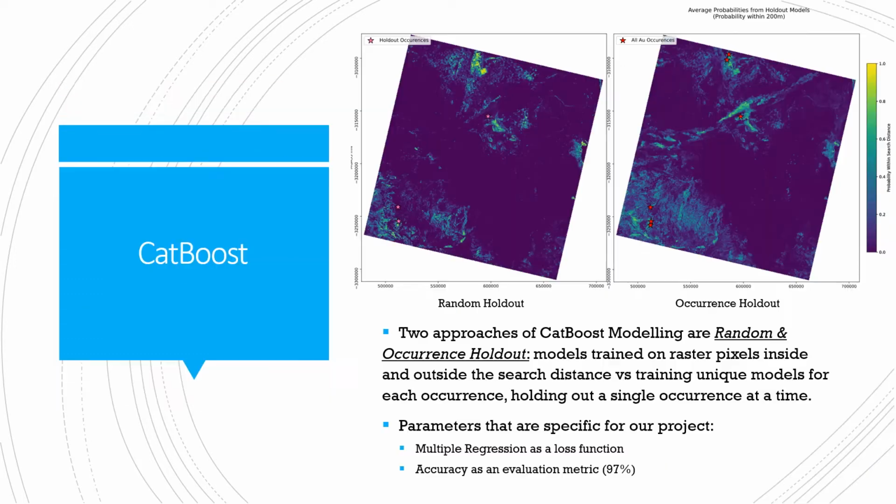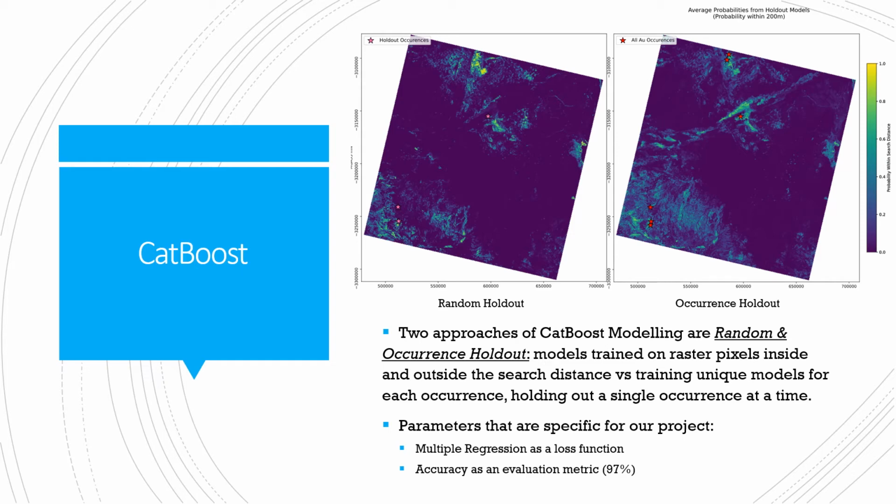this challenge. Our project uses two ways of modeling with CatBoost. In the first modeling, random holdout, a two-class model is trained on raster pixels inside and a randomly selected set of pixels outside the search distance, so that the model is sensitive to the geophysical character of gold deposits in the area of interest. The model is then applied to each pixel in the 11-band raster in order to generate an output raster with values representing the probability that the pixel belongs to the mineralized class.